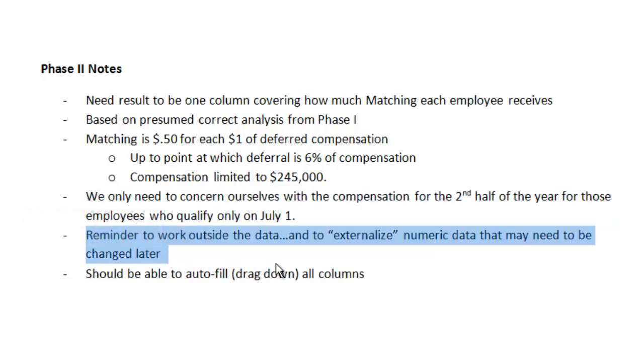Again, remember to externalize your data, those numerics that you might want to change next year. Who knows, next year the limit on deferral may be 8% instead of 6%. We want to make it as easy as possible for the next person that works with this data to be able to correct the model such that, say, 8% is used instead of 6% on that maximum.